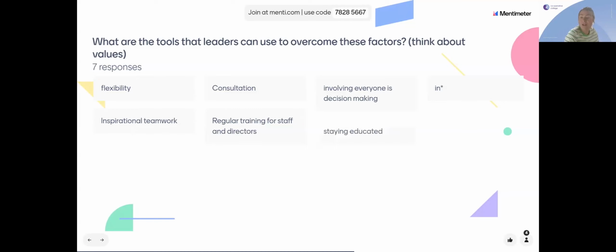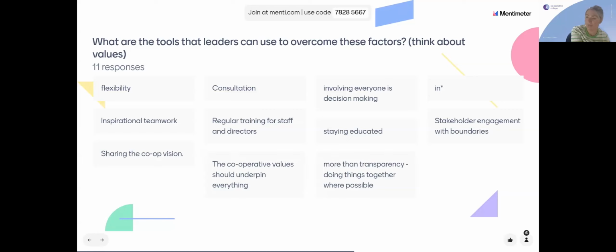The flexibility, consultation, absolutely, involving everyone in the decision making. Yeah, so making sure you're transparent with people, but also as a cooperative, we should be doing things cooperatively, but when we need to make a decision about something, what do others have to offer as part of that decision making process as well? Engaging stakeholders, okay, staying educated, regular training for staff, sharing the co-op vision.